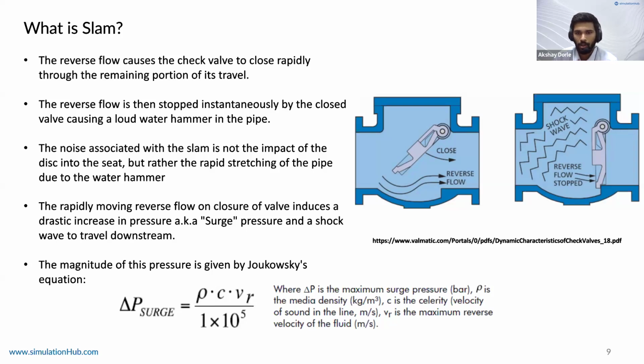So rho is the density of the material of the media. C is the wave velocity. So this could be a combination of two things. It's the combination of the velocity of sound in the fluid medium as well as in the pipe. And VR is the maximum reverse velocity. So we can calculate surge pressure, or from surge pressure we can calculate reverse velocity using this equation.